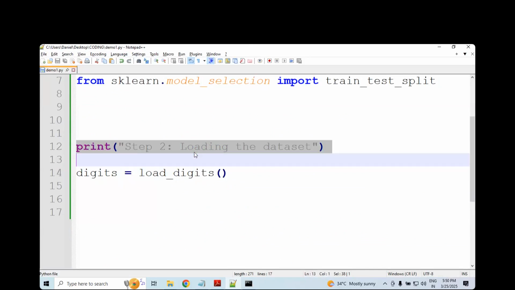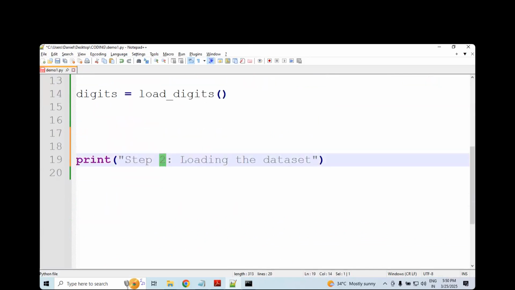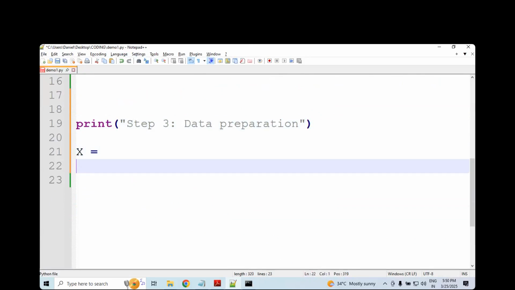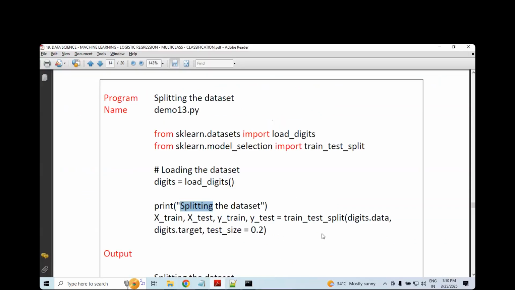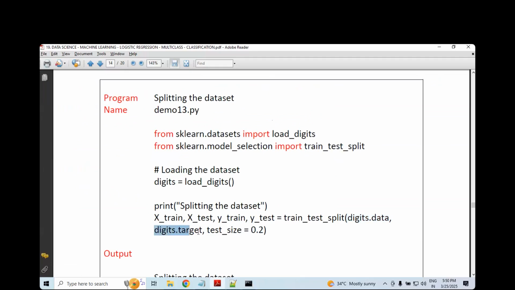Any idea what the third step is? Data preparation. Step number 3 is called data preparation. X and Y. Digits dot data is nothing but the input. And Y is digits dot target.